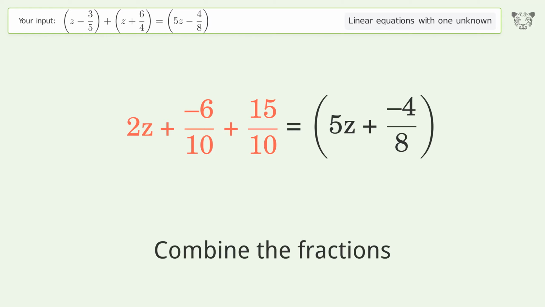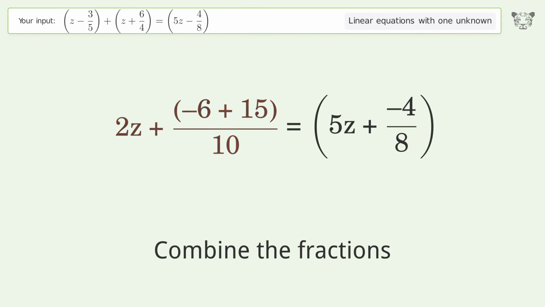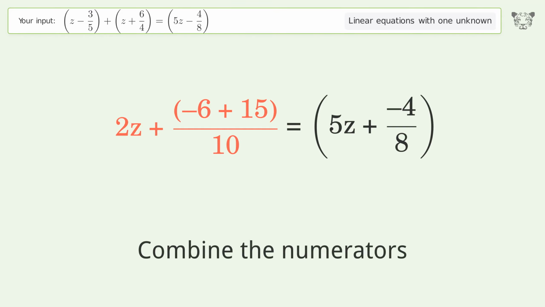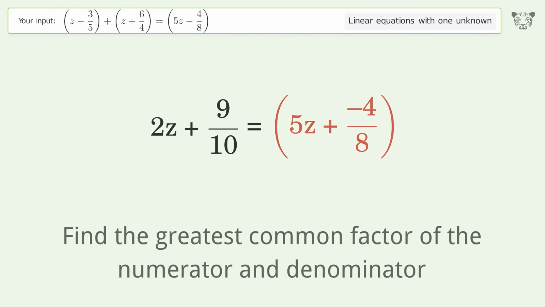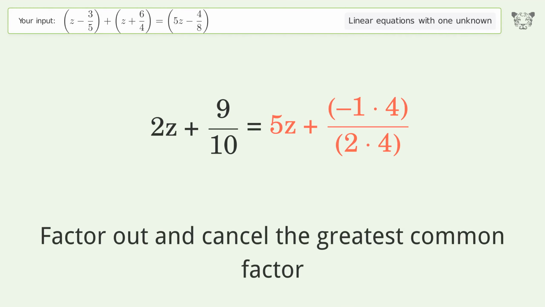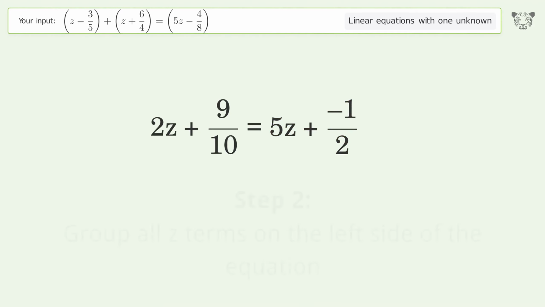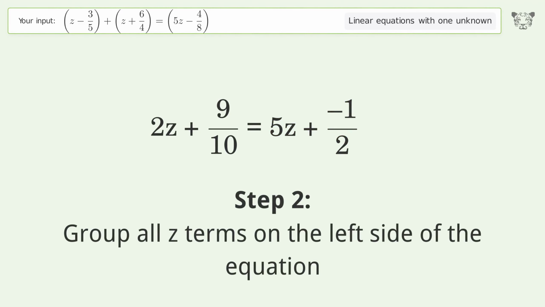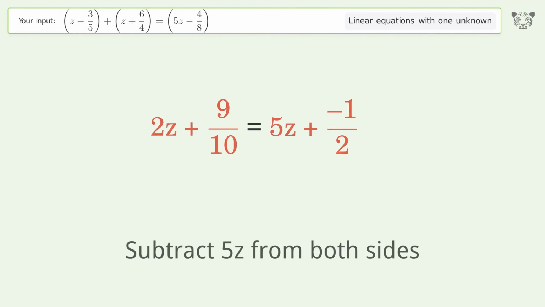Combine the fractions. Combine the numerators. Find the greatest common factor of the numerator and denominator. Factor out and cancel the greatest common factor. Group all z terms on the left side of the equation. Subtract 5z from both sides.